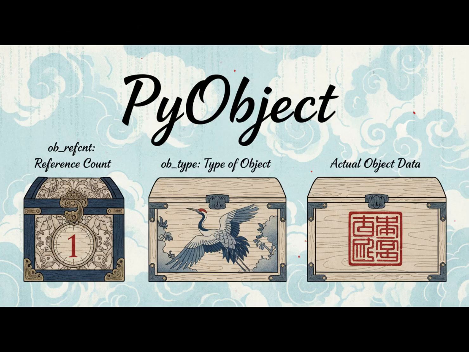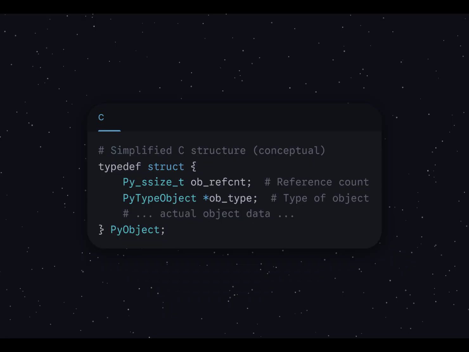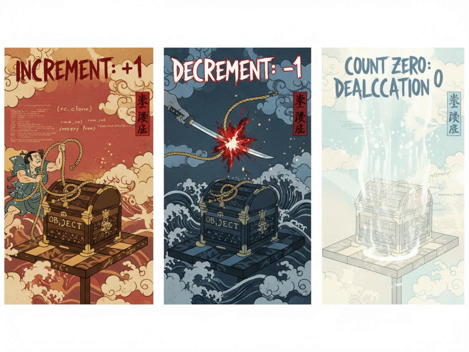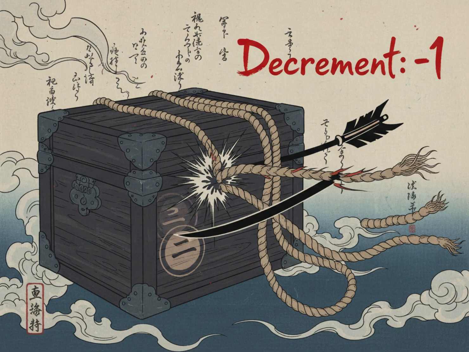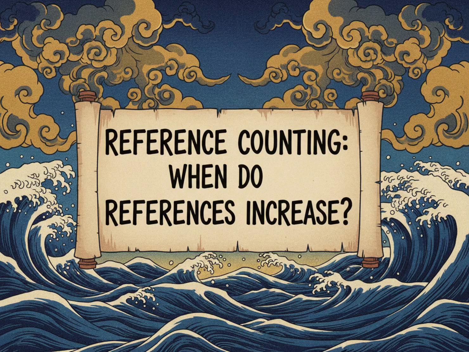How reference counting works internally. Every Python object has a hidden structure in memory. This is a simplified C structure, where we see that every PyObject has a reference count part, the part where we keep the type of the object, and the actual object data. The reference count has an increment when we create a new reference, and a decrement when a reference goes out of scope or is deleted.